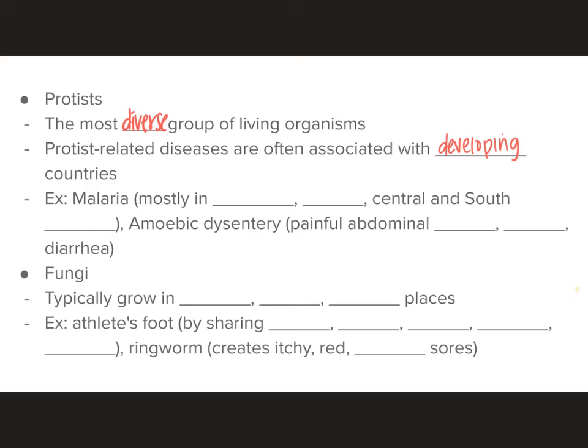For example, we also have malaria here for protists, and most of these cases happen in Africa, Asia, and Central and South America. And if you look into the statistics, about 90% of deaths happen in Africa because, again, you don't have enough resources to prevent the mosquito bites or their growth, and also for treatment. You also have amoebic dysentery, which gives you painful cramps, fever, and even diarrhea.